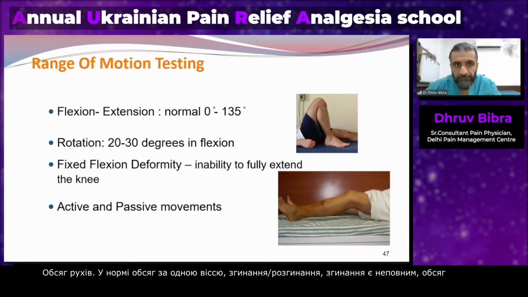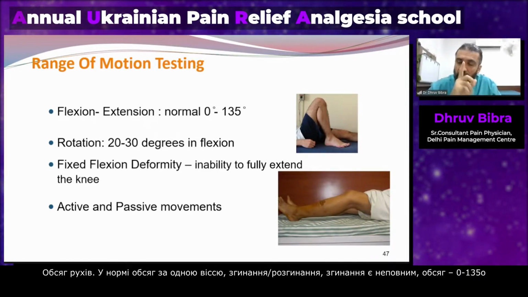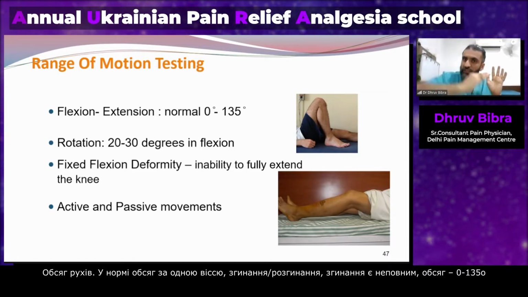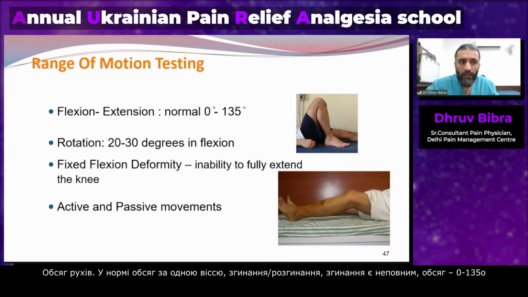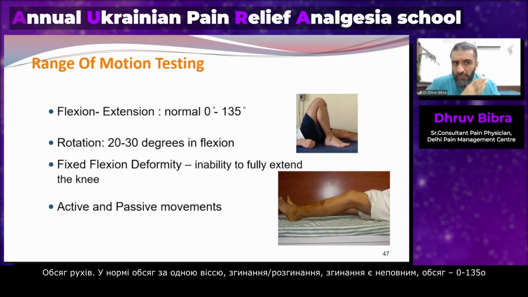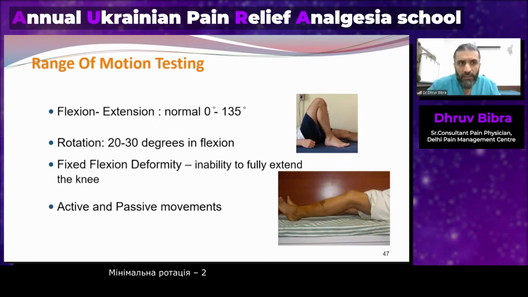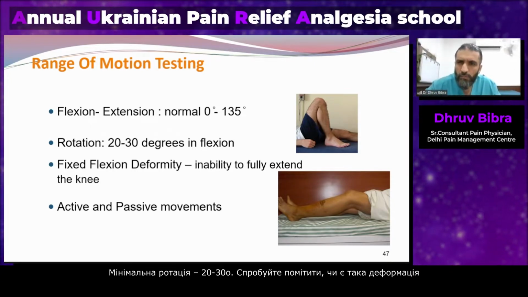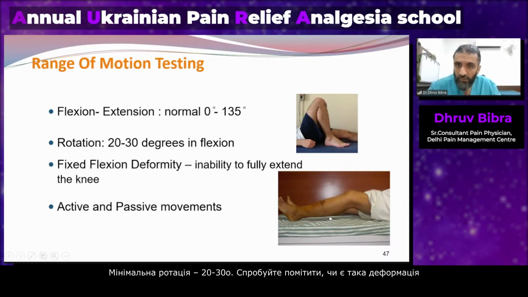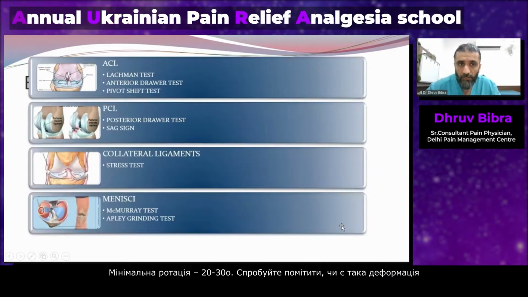Range of motion. Normally the movement of the knee is in one direction, flexion and extension. Flexion is not complete; the range is around 0 to 135 degrees. Minimal rotation of around 20 to 30 degrees is there. So try to see whether this kind of deformity is there or not.